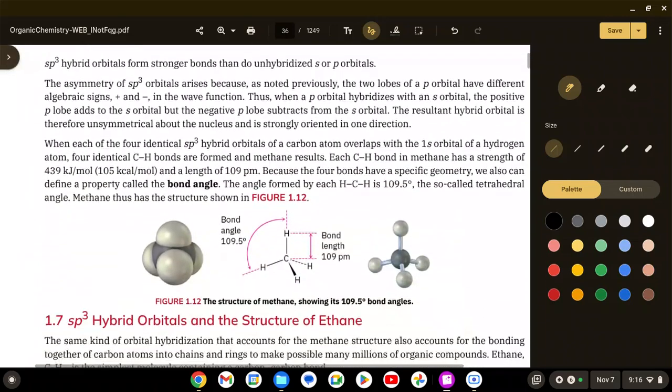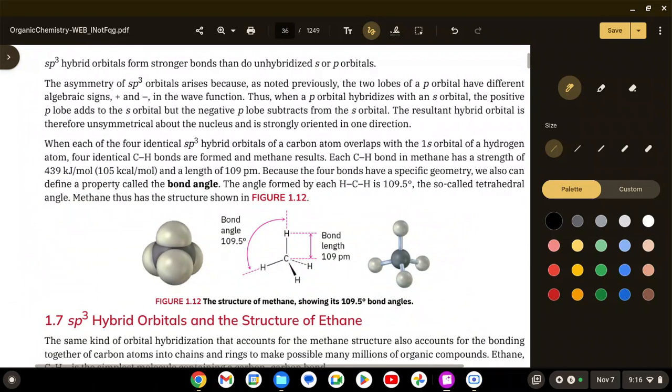The asymmetry of sp3 orbitals arises because, as noted previously, the 2 lobes of a p orbital have different algebraic signs, plus and minus, in the wave function. Thus, when a p orbital hybridizes with an s orbital, the positive p lobe adds to the s orbital, but the negative p lobe subtracts from the s orbital. The resultant hybrid orbital is therefore unsymmetrical about the nucleus and is strongly oriented in one direction.